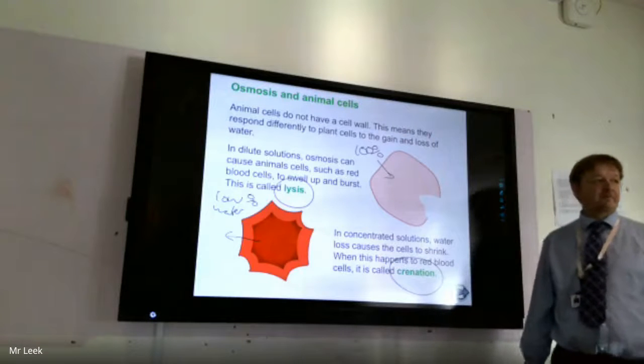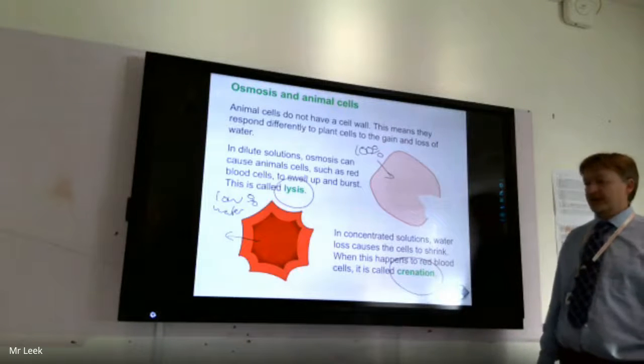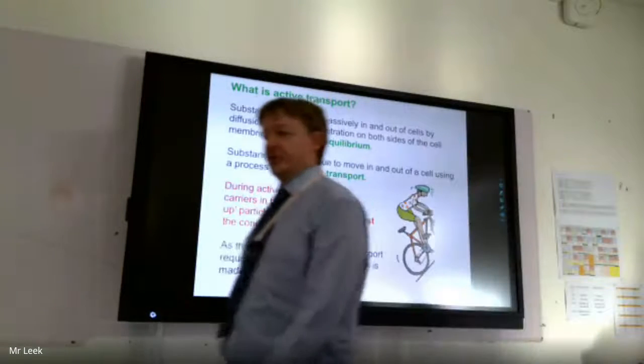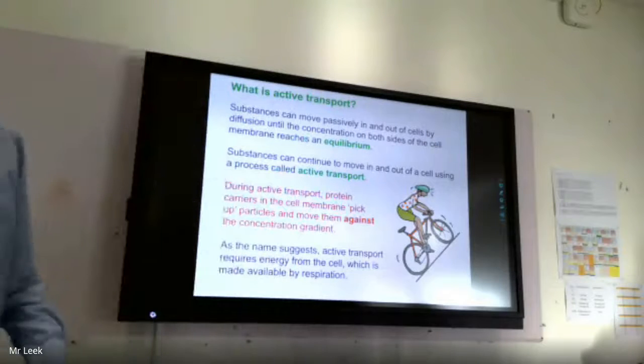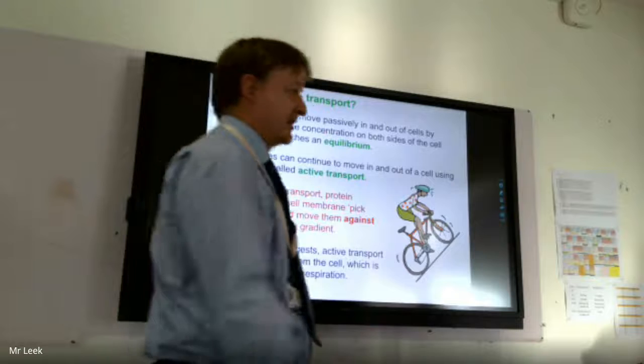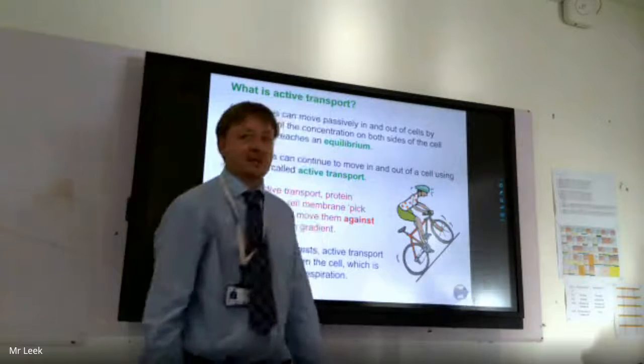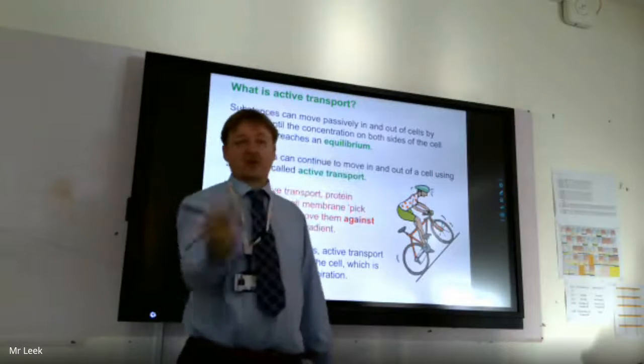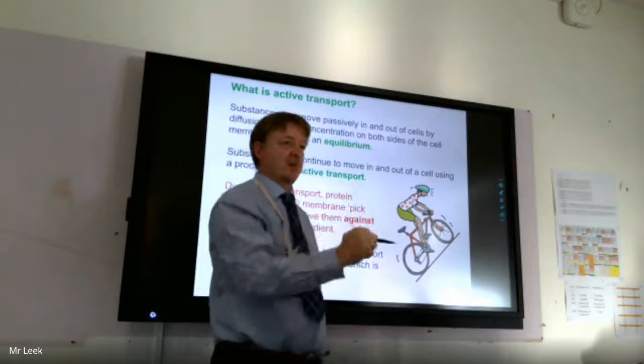Okay, right, moving on. We need to move quickly. Again, it's not just a copy job. Now what we've done then is we've done diffusion and we've done osmosis. Dominic told us about osmosis right at the very start. Osmosis is the movement of water from a high concentration to a low concentration across a semi-permeable membrane.